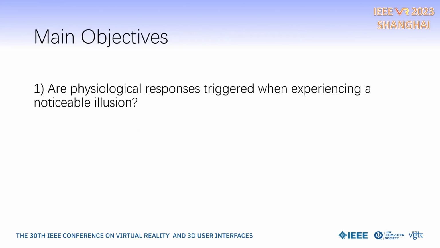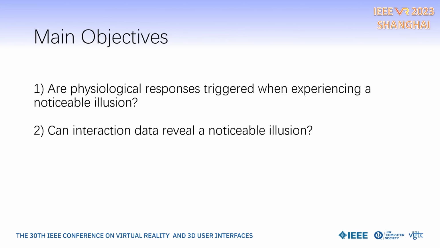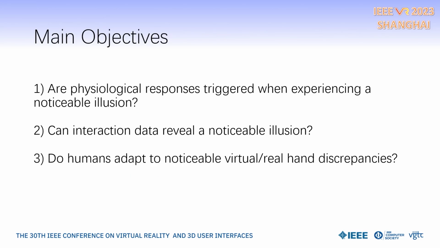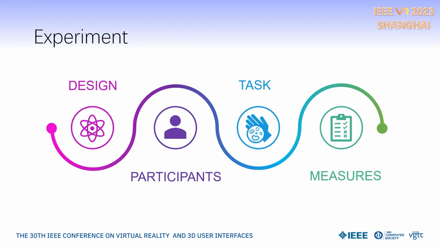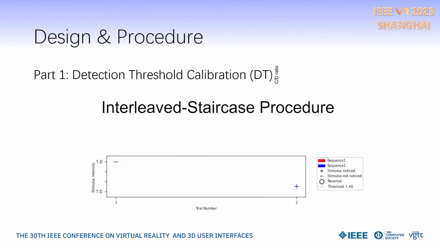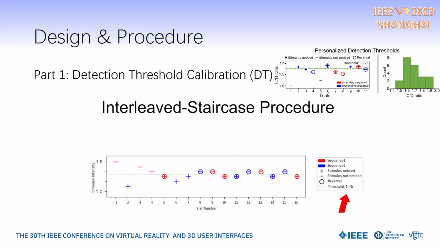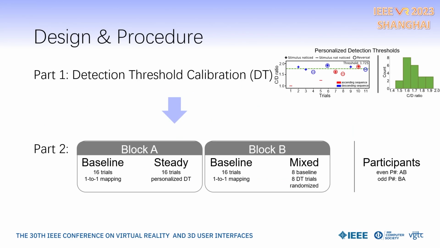Here our main objectives were: are physiological responses triggered when experiencing a noticeable illusion? Can interaction data reveal a noticeable illusion? And finally, do humans adapt to noticeable virtual real hand discrepancies? To do so, we designed an experiment that consisted of 2 parts. In the first part, we computed participants' individual detection thresholds using an interleaved staircase procedure. As a result, Part 2 of the experiment was tailored to each participant.